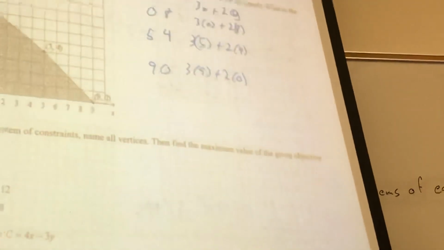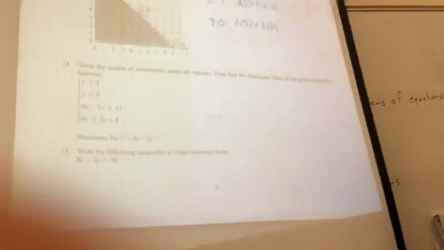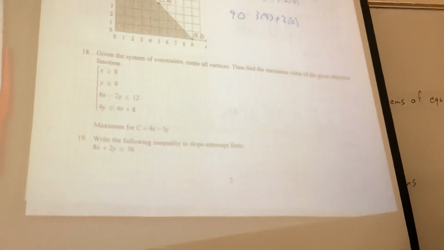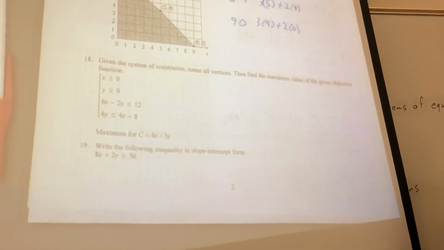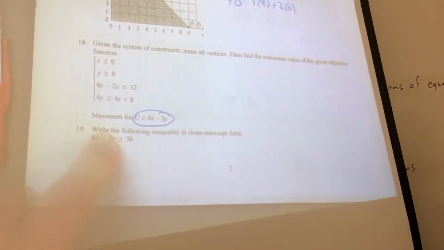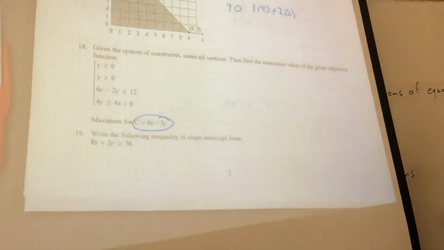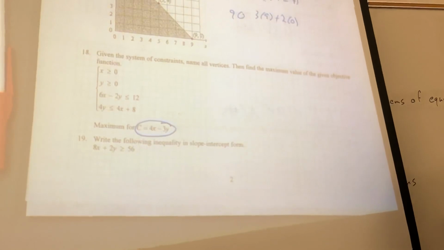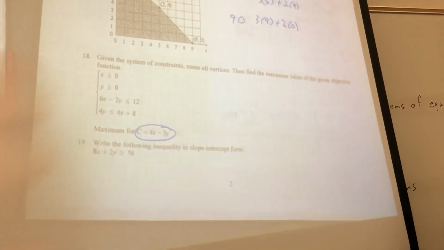Number 18, given a system of constraints, name all the vertices. You have to graph this one. You have to graph it to find the vertices, then find the maximum value. Remember, this equation here, the 4x minus 3y, is how you're going to find that max, not just where it is on the graph, okay?